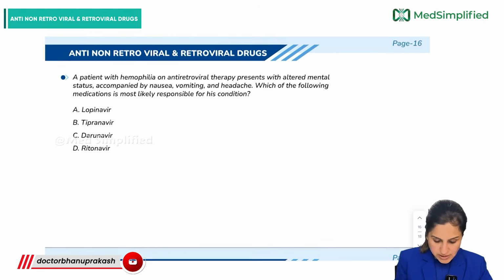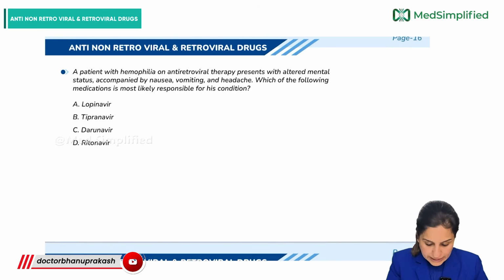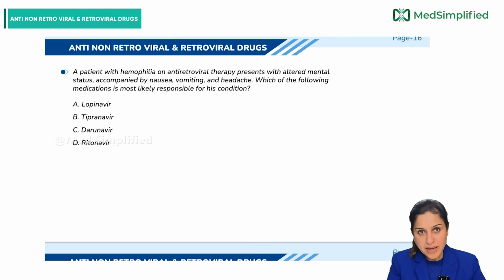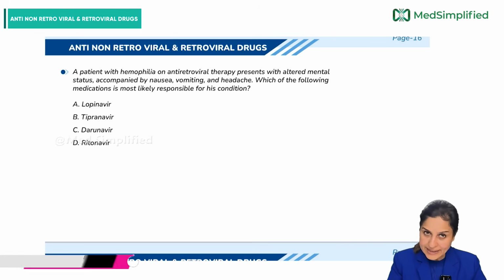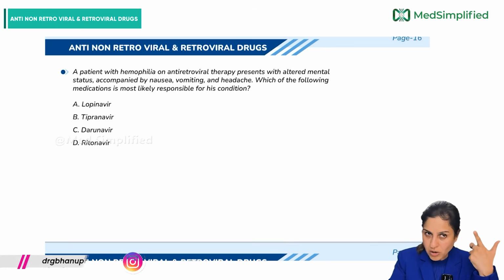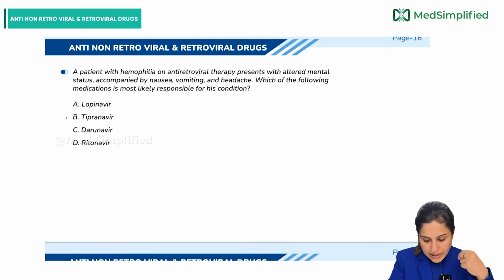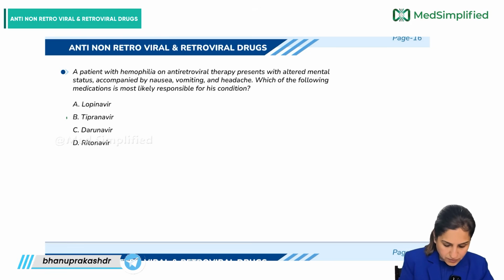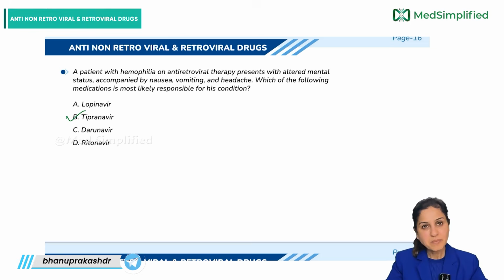The second question is, a patient with hemophilia on antiretroviral therapy presents with altered mental status accompanied by nausea, vomiting, and headache. Which of the following medications is most likely responsible for this headache? So remember, there is altered mental state, something wrong in the head, nausea, vomiting, headache. So there can be some intracranial hemorrhage or intracranial bleed. So I told you tip of the head, that is tipranavir. That is the important thing.